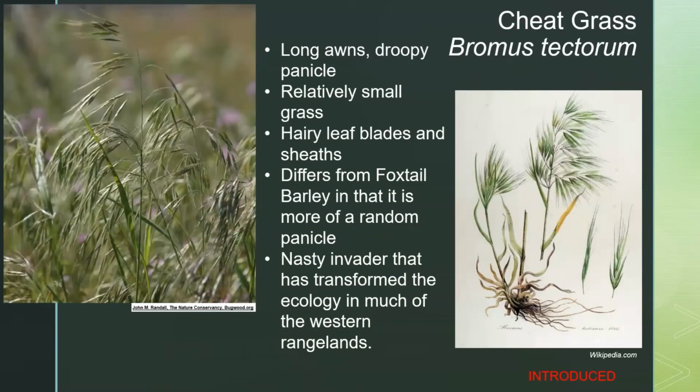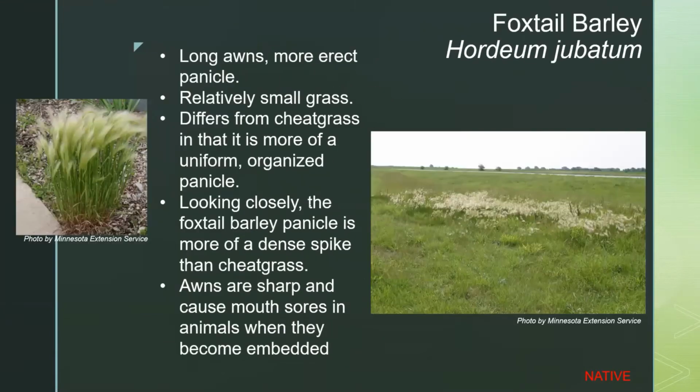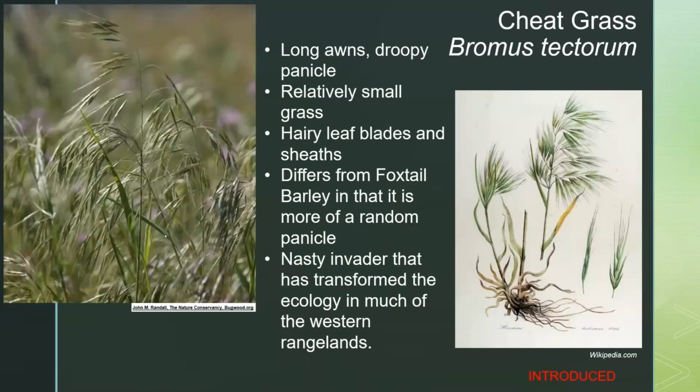So this one is kind of a look-alike to that previous plant, but it's an invasive, and this is one we really want to look out for. Cheatgrass is its common name, and probably a lot of you know all about it. It's got long awns and a droopy panicle like the one before, but you can see this panicle on this plant is more uniform, whereas the panicle here is kind of going in all kinds of different directions, kind of like it has bedhead.